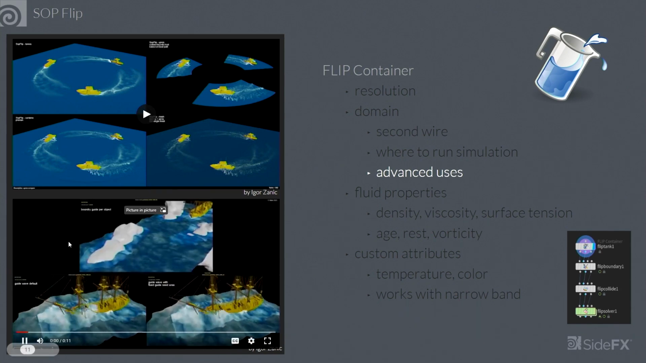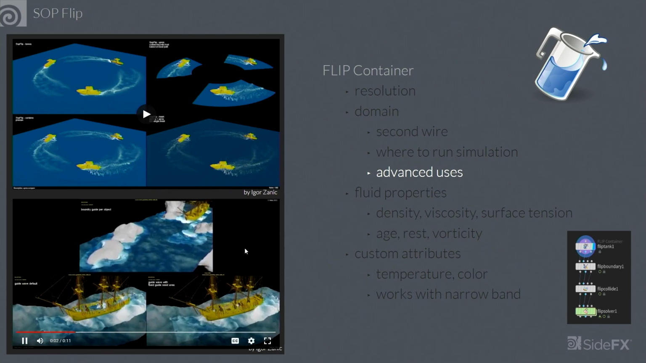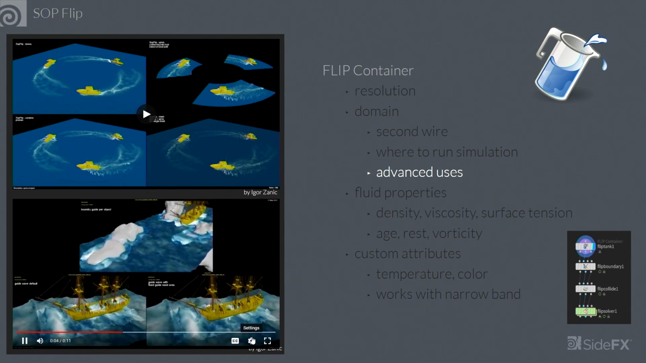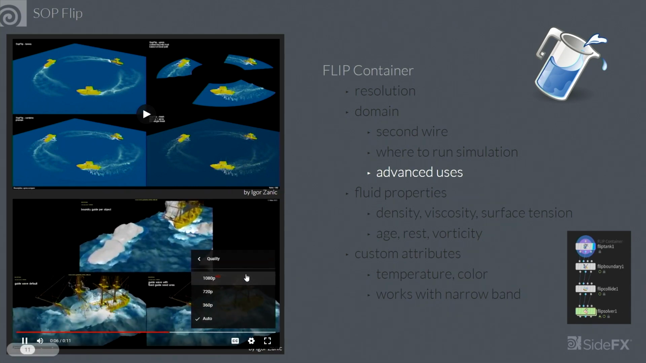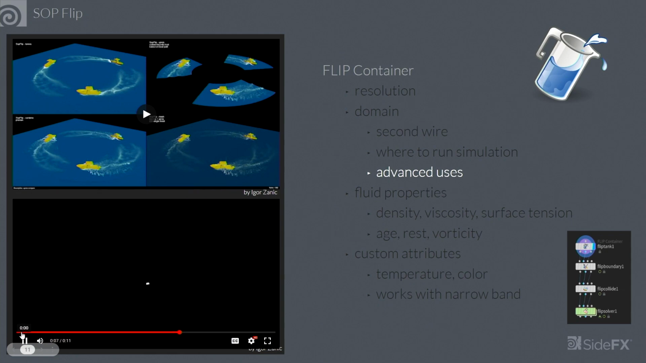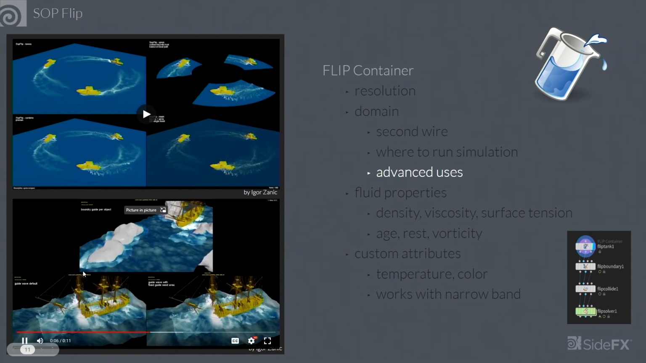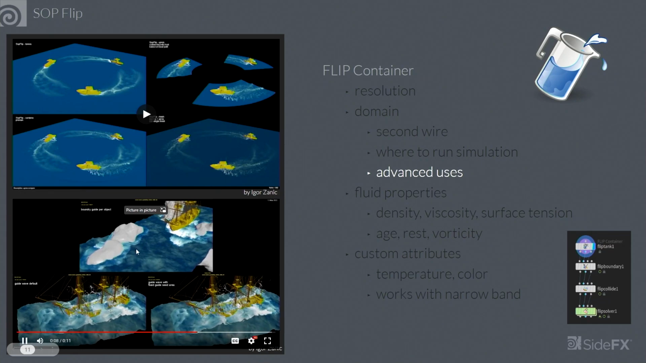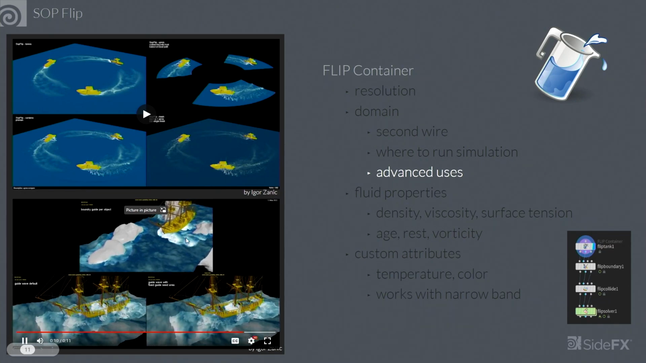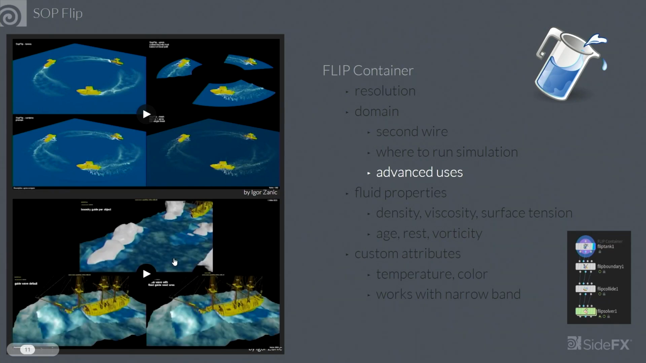Here is another simulation, and look mostly here. You can see that the FLIP simulation is running only around the rocks and around the boat. You don't have to simulate the whole ocean, so we get nice splashes only around the rocks and the boat, where it matters.